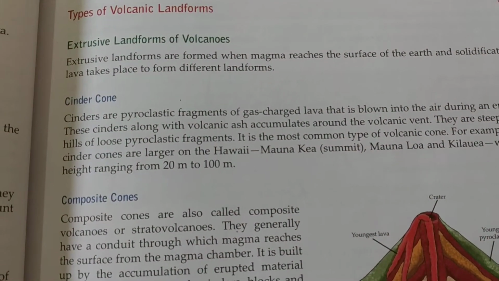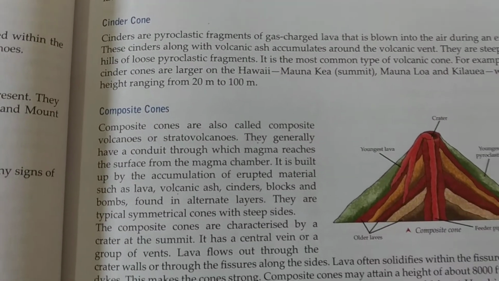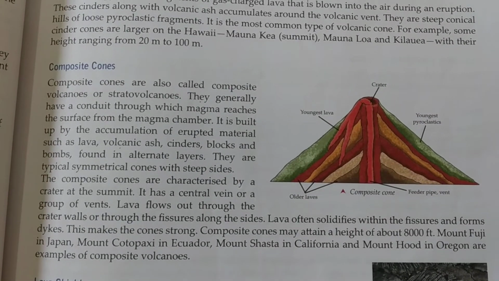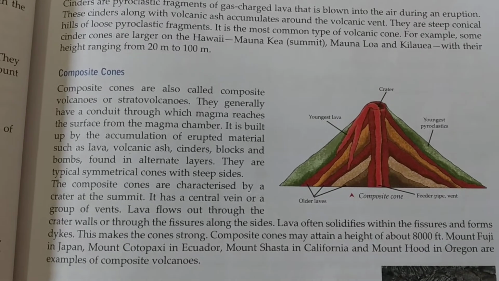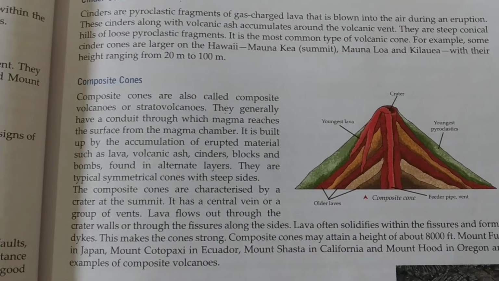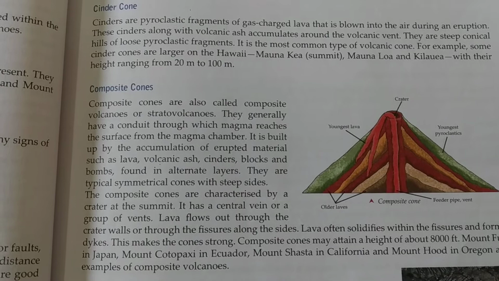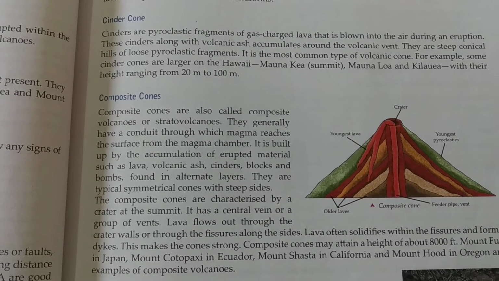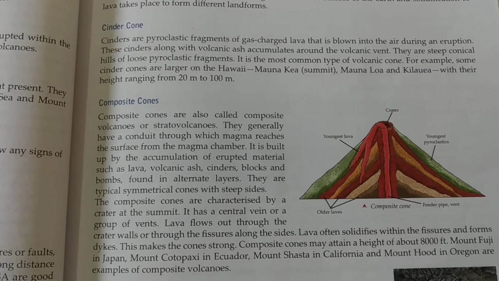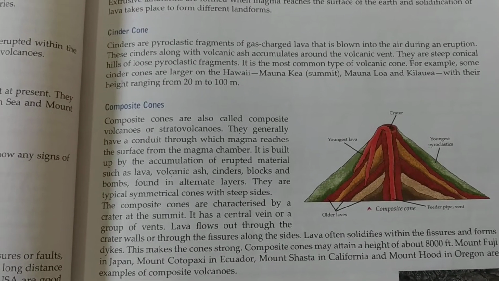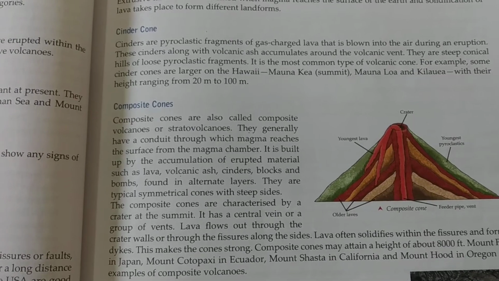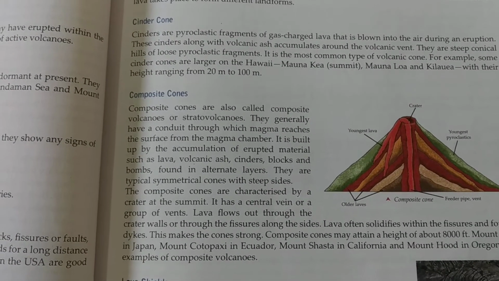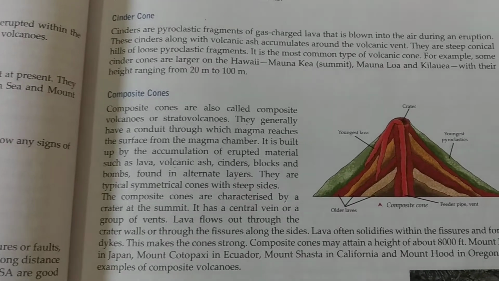Next, let us read about composite cones. Composite cones are also called composite volcanoes or stratovolcanoes. They generally have a conduit through which the magma reaches the surface of the earth. Through a central vent, this magma from inside the earth comes out.